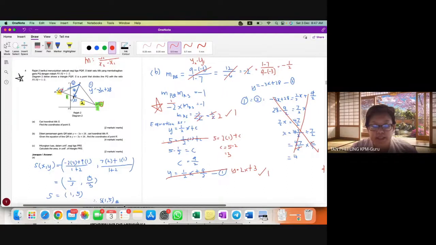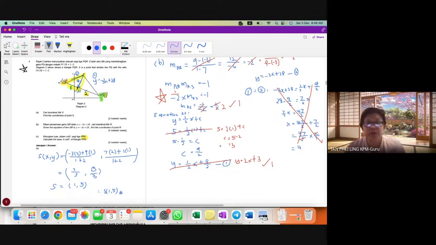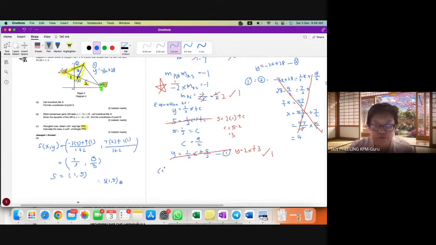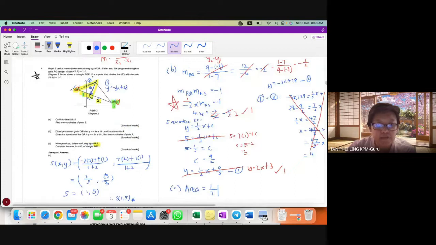And we are not done yet, right? Because we still have part C. Part C is to find the area of triangle PRS. So the area is this PRS. Only this one, right? PRS. Okay. So area involving the coordinates, just do the formula. Area equals half, and then follow the coordinates. So which one? R is what? Just now we found R is 5, 13, right? So which one will you start first?